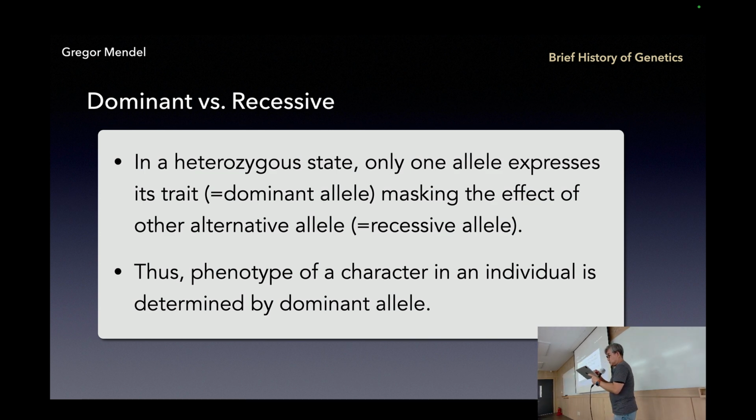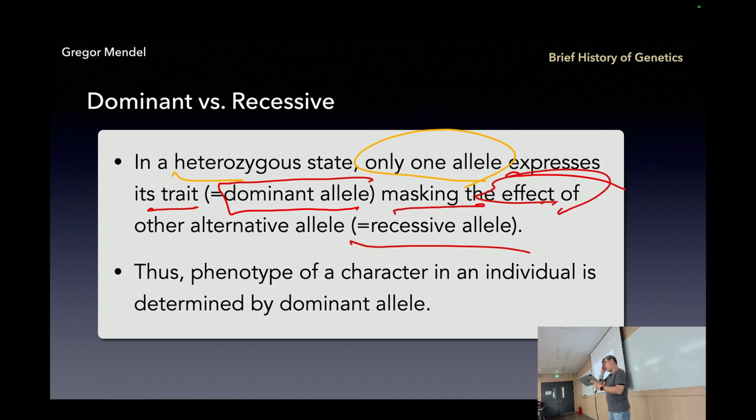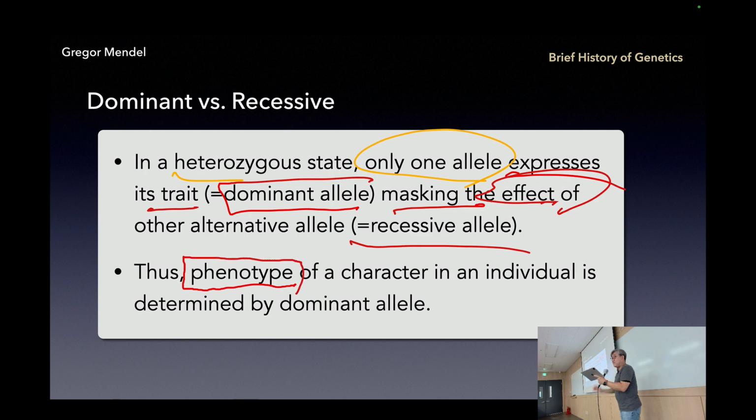In a heterozygous state, only one of the two alleles shows its character as a trait. Then we call that a dominant allele. The dominant allele shows its own characteristic trait and masks the other alternative trait. The other one, which we call the recessive allele, is not showing phenotypically. So here is another term, phenotype.